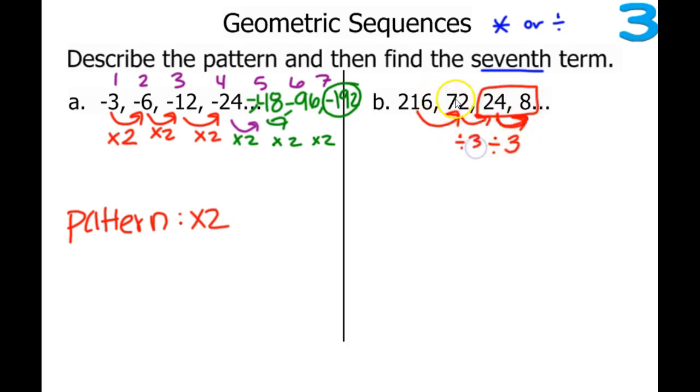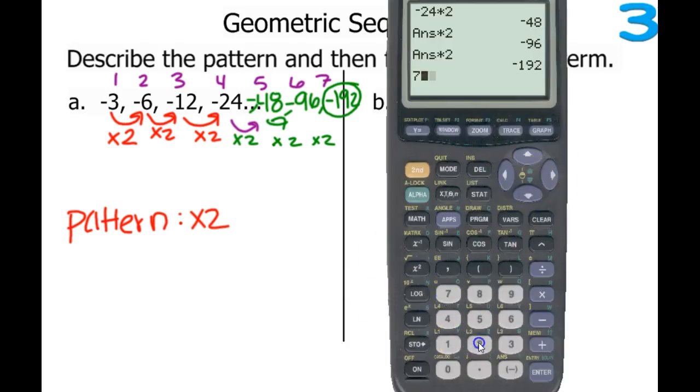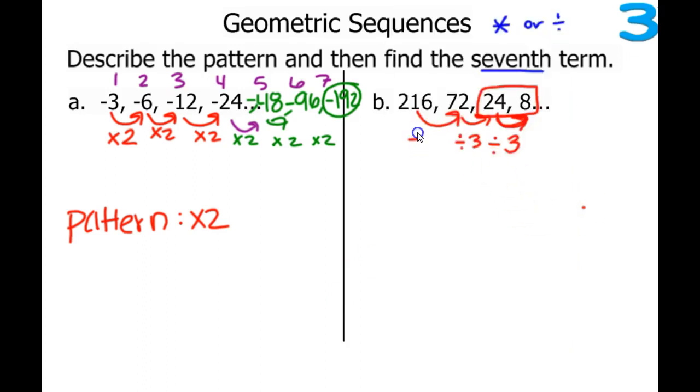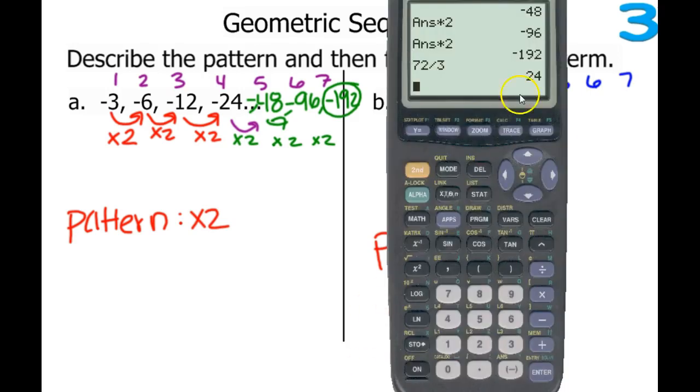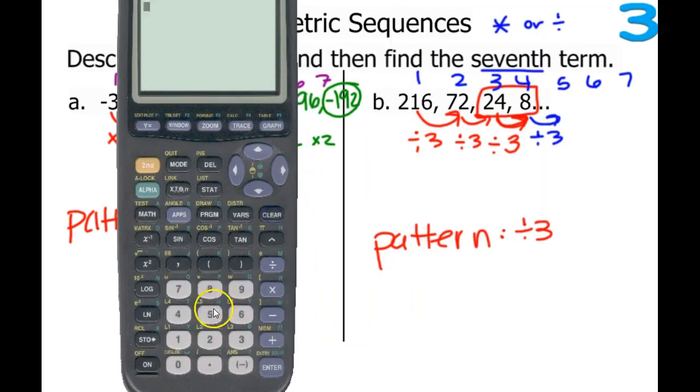If we go back this way, is 72 divided by 3 going to give me 24? If you're not sure, let's plug it in. Yep, it works. So we know our dividing by 3 pattern works. So now we simply need to find the seventh term. So here's our first, second, third, and fourth term. We're going to plug this in our calculator because I don't know what 8 divided by 3 is. It's not going to be a nice number.